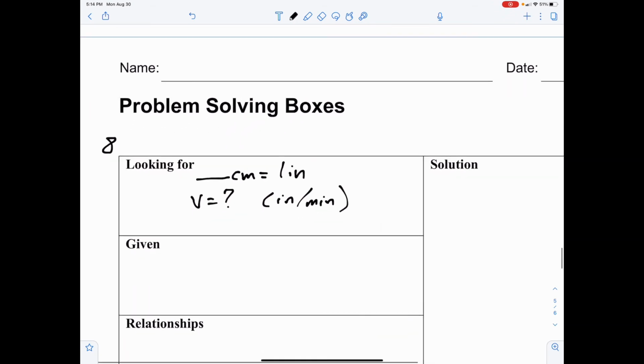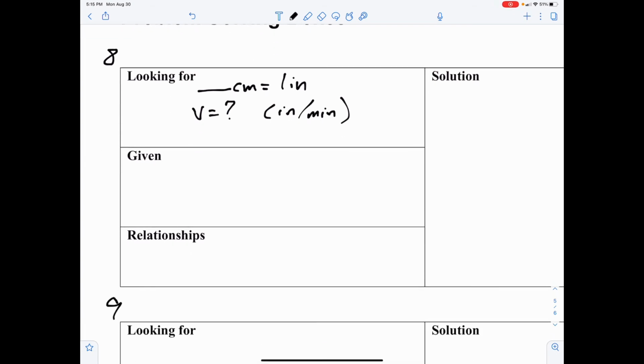Okay, what are we given? Well, we're given the fact that there are 1.609 meters in a mile.